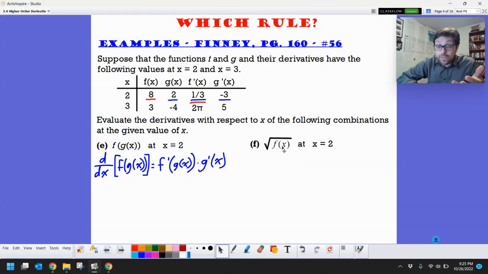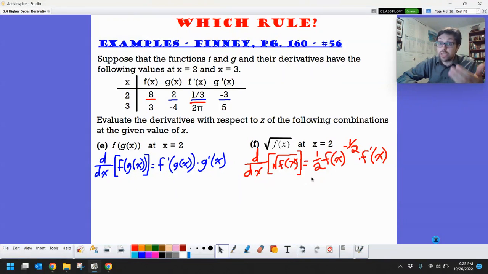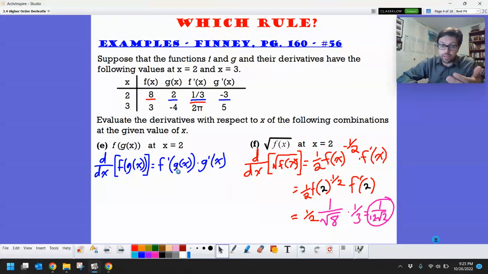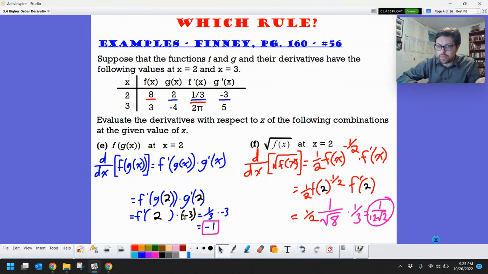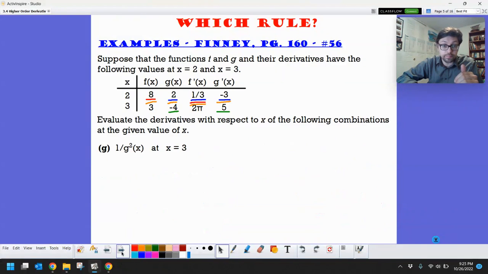This part f is also a composition of functions. It's a composition of f with a square root function. So same deal that we did over here. We need to do the derivative of that outside, that 1/2, multiplied by the derivative of the inside, the f of x. Once we have done that, we can evaluate that. And we can do the same thing over here with this one. But these are both chain rule problems.